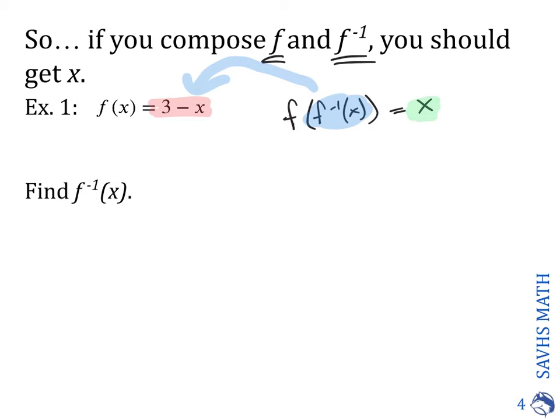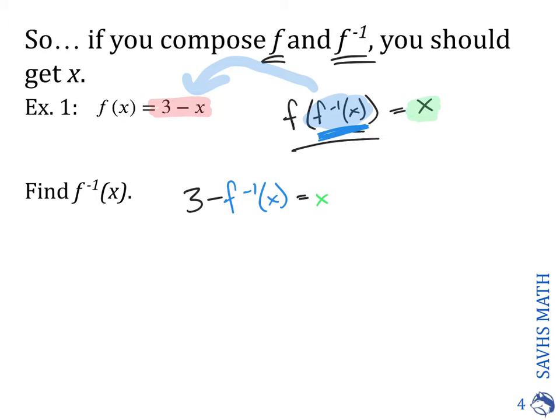So to find f inverse of this, we're going to take the composition of f with f inverse. So we're going to write 3 minus, we're going to take that f inverse of x, which we don't know what it is yet, but we're going to put it where the x is. The output of this process needs to be x because that's the definition of an inverse. When you compose a function with its inverse, you have to get the inputs back out, which is x.